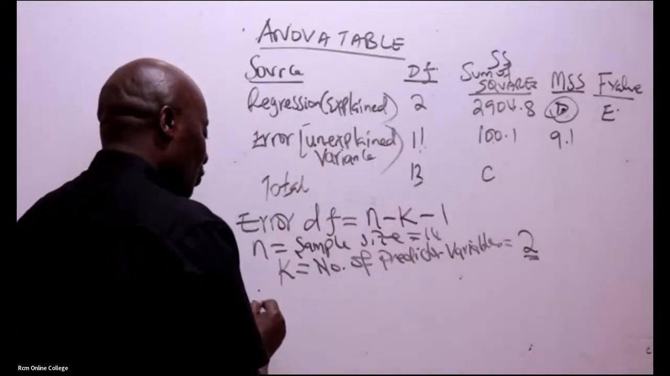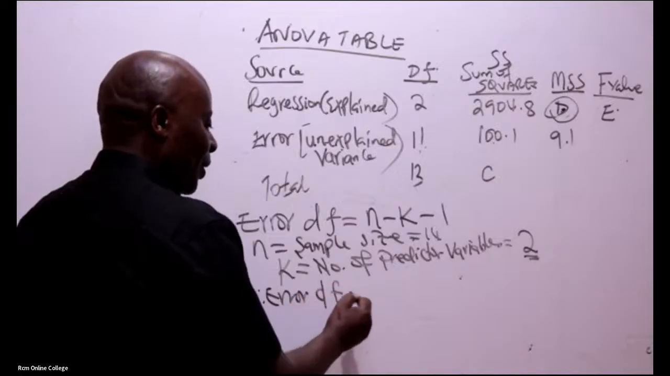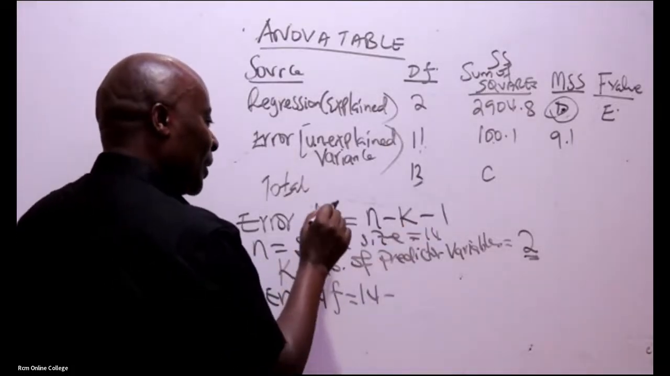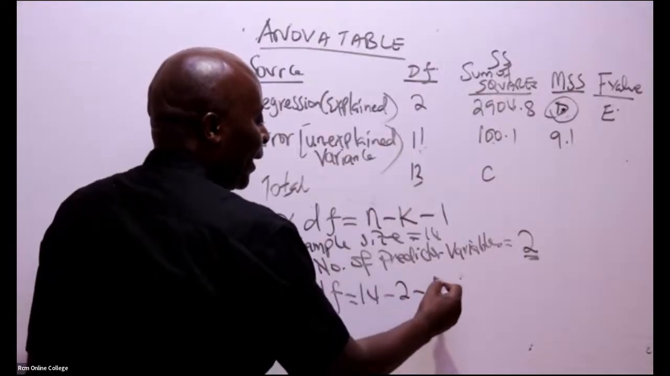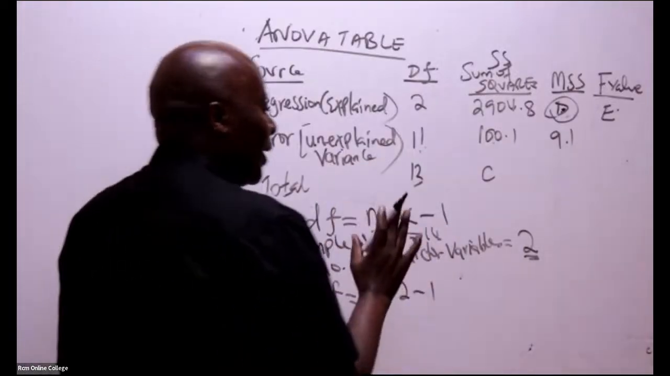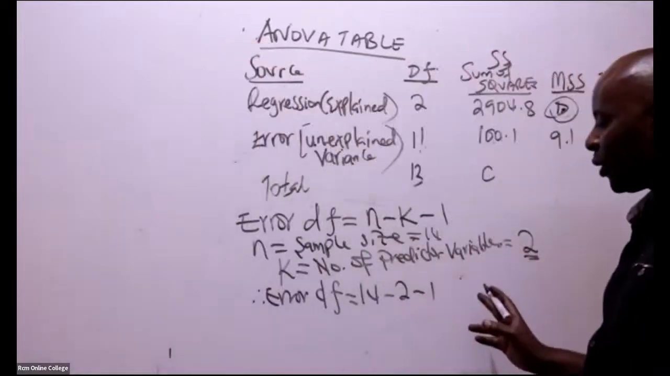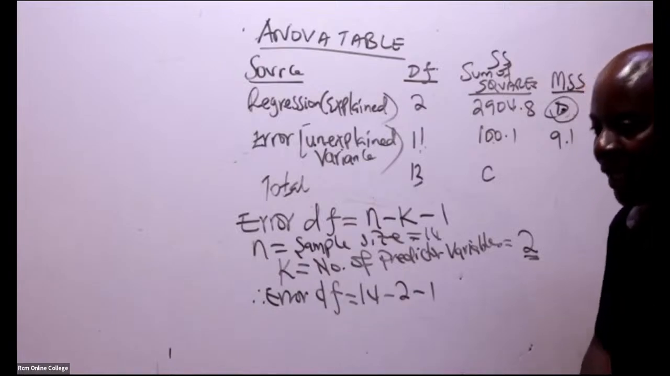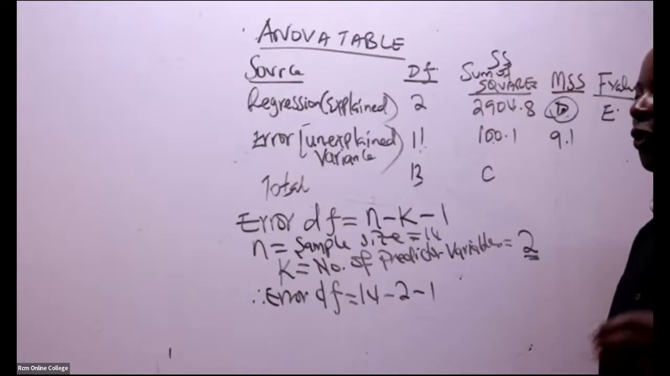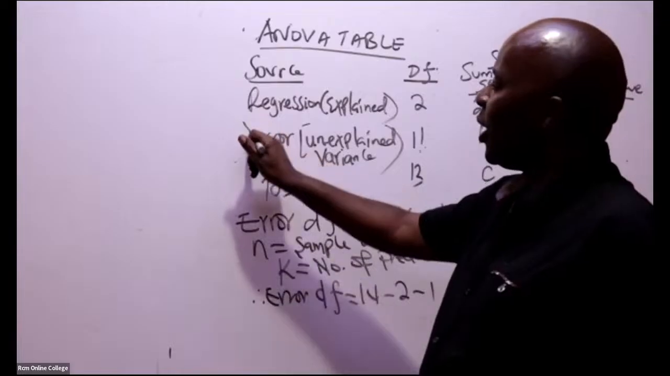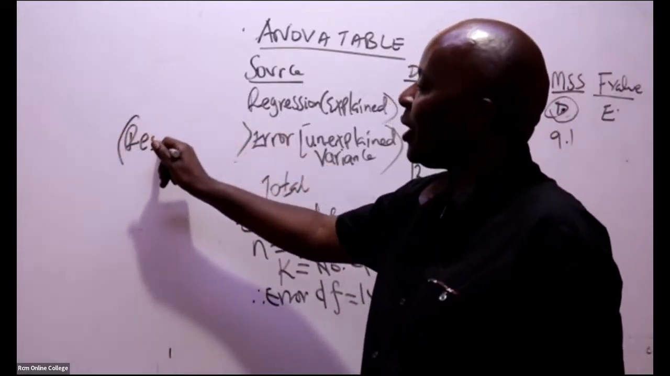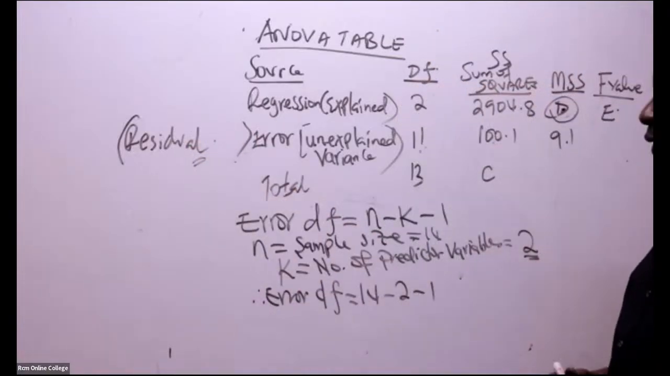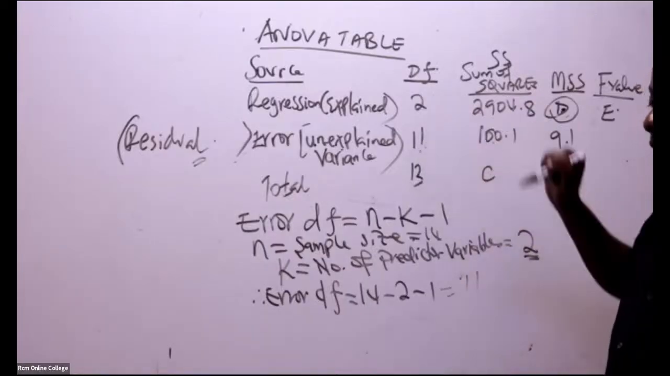So the error df will be the sample size, 14, minus k, which is 2, minus 1. Don't ask me where that 1 is coming from. It's important to just cram that way. So 14 minus 2 minus 1 will end up giving us what here? Thank you so much, Nancy. Yes, error is the same as the residual degrees of freedom. You guys are very bright. Remember, residuals are errors. So this gives me 11. That's how they got 11.